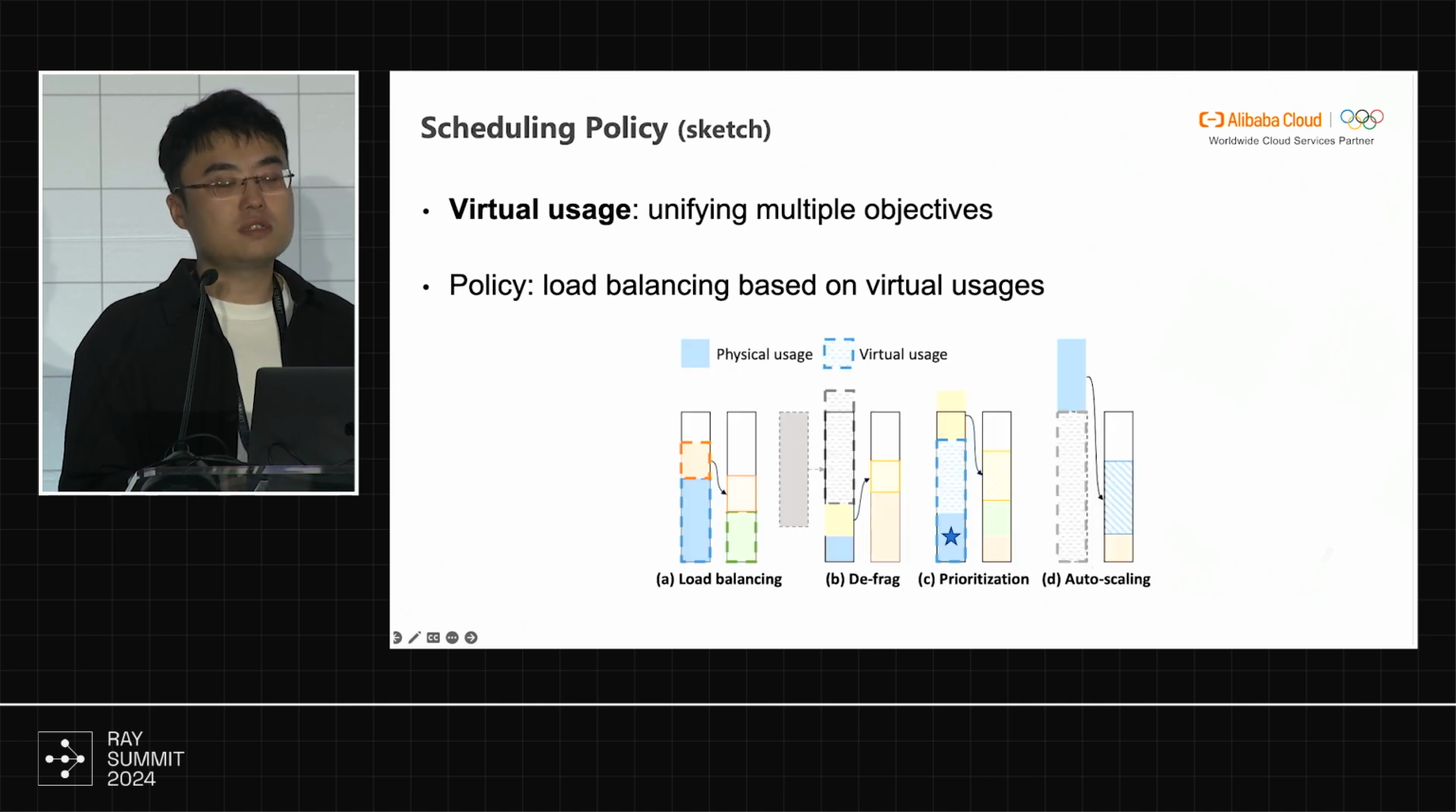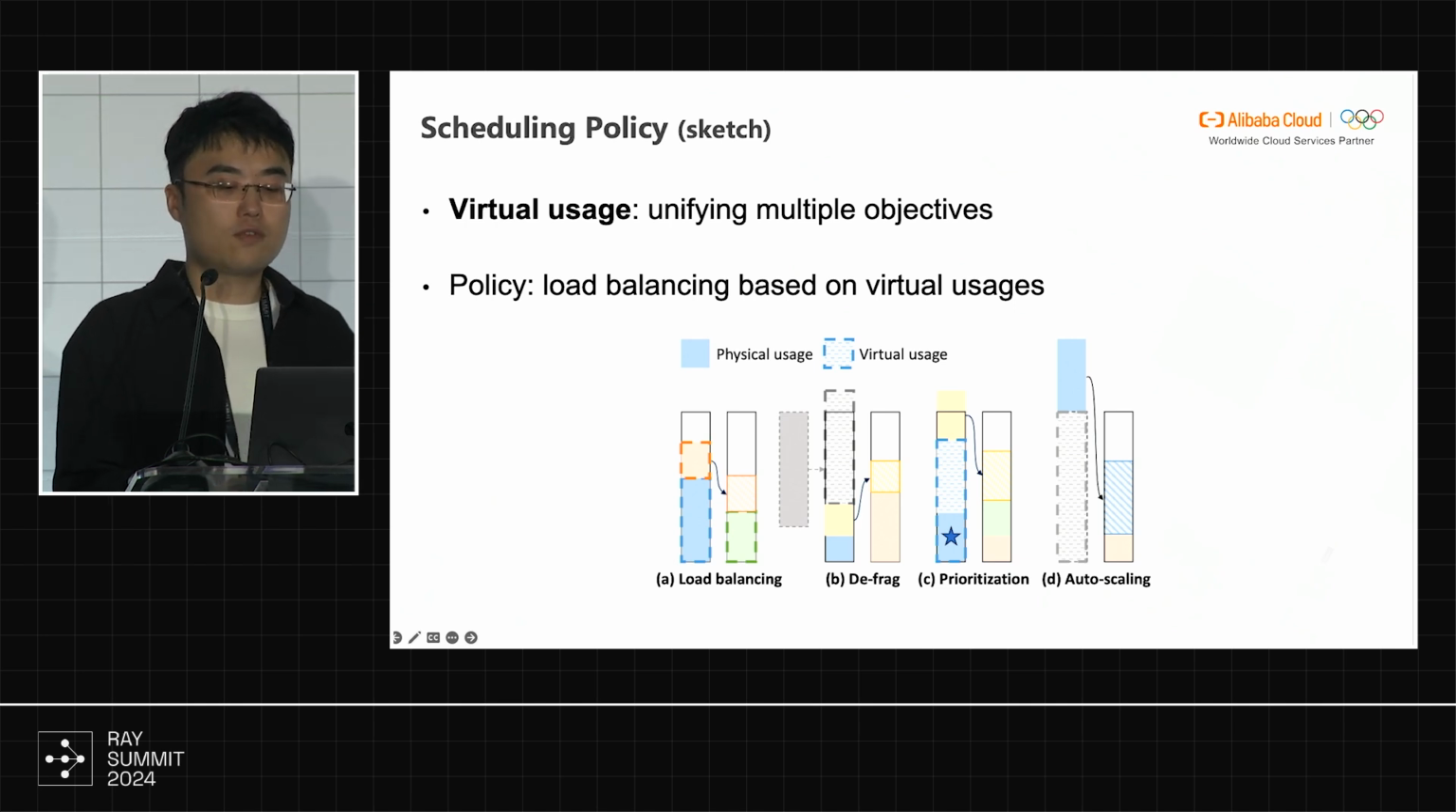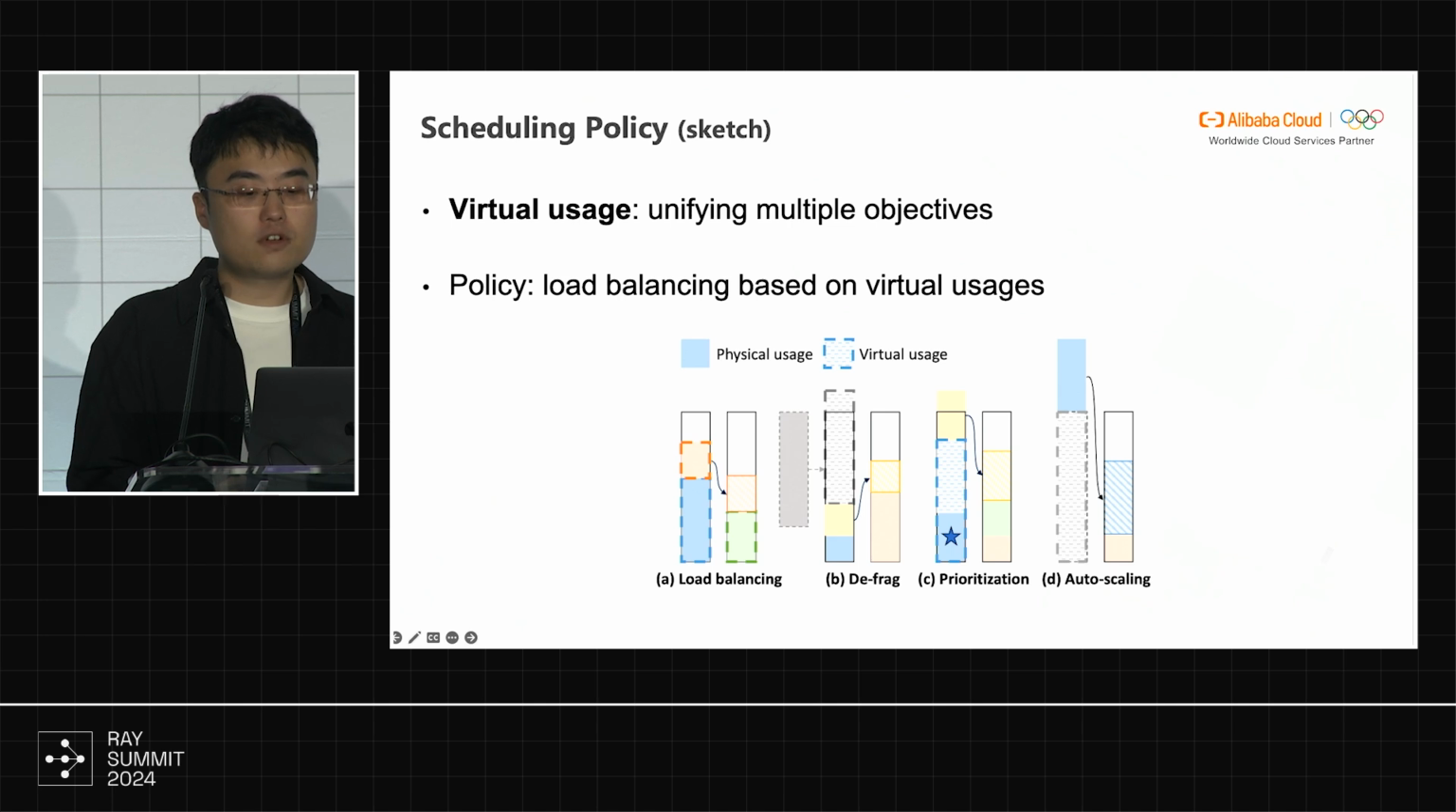So Llumnix uses a load balancing policy based on virtual usages and defines the rules for setting virtual usages in different cases. For example, when we have a queuing request, Llumnix assumes a positive virtual usage of it, although the physical usage is actually zero, so that we can migrate other requests away, which in effect is defragmentation. And this approach also works for other scenarios. You can refer to our research paper published at OSDI 24 for the details.